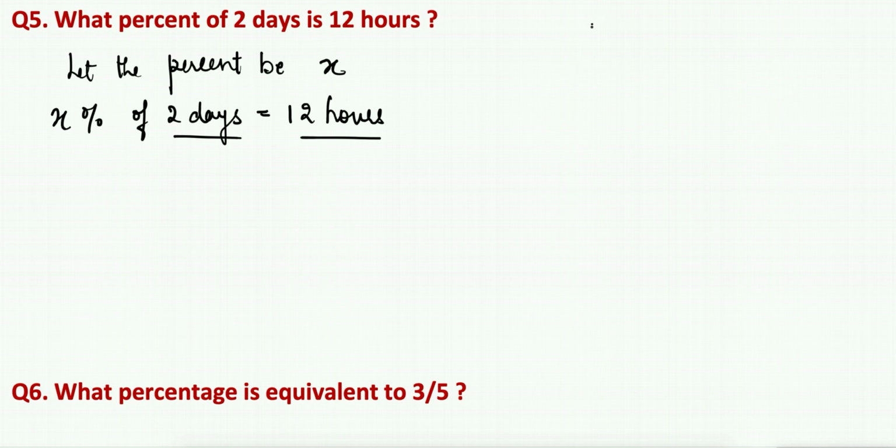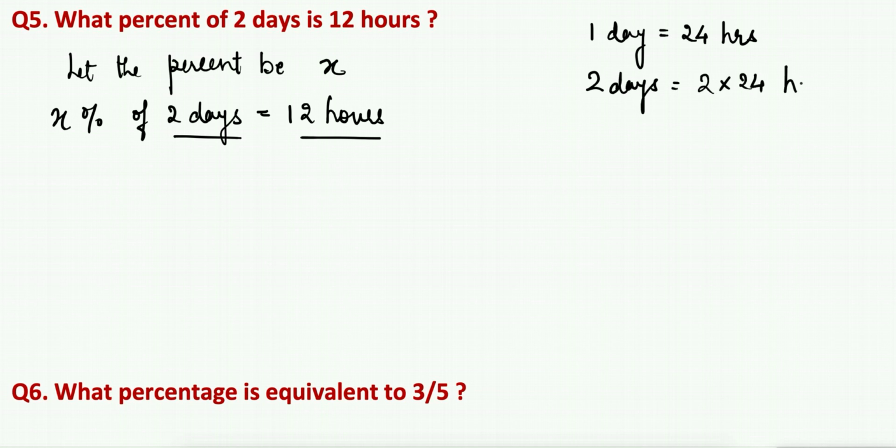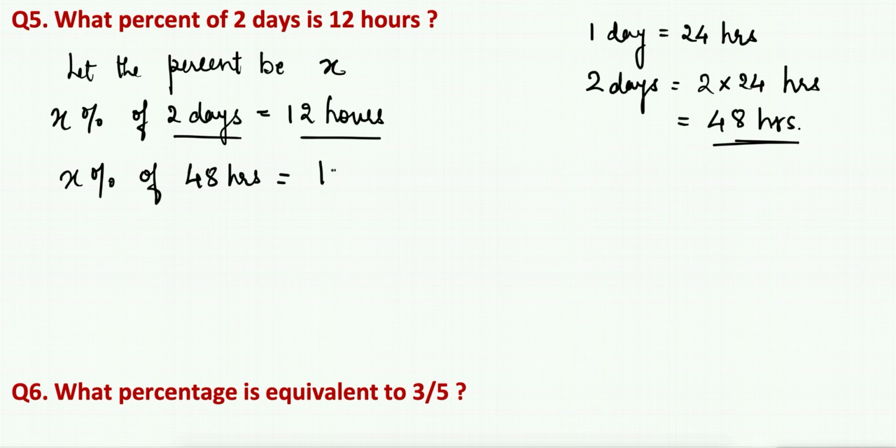So as we all know, 1 day is equal to 24 hours. So 2 days will be 2 into 24 hours. 2 into 24, 48 hours. So x percent of, instead of 2 days, now we will write 48 hours. X percent of 48 hours is equal to 12 hours. Now the units are the same here. Here also hours and here also hours.